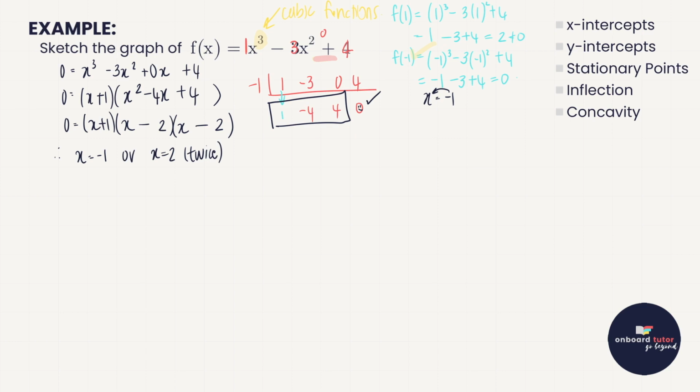All right, so those are our x-intercepts. Tick. Okay, y-intercept is very straightforward. So for the y-intercept, we let x equal 0, and so that's just going to equal 4 there. Tick for y-intercept. Okay, stationary points, we get those by getting our first derivative and letting it equal 0.